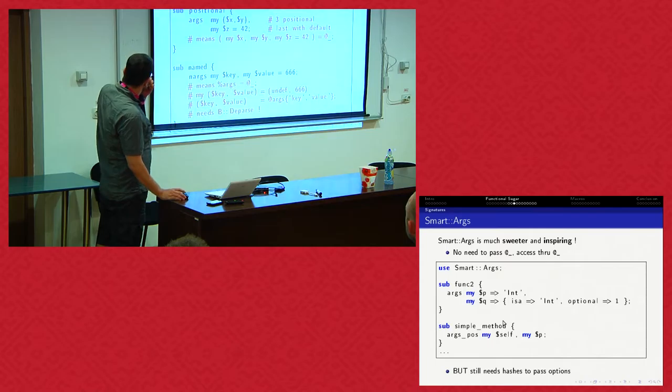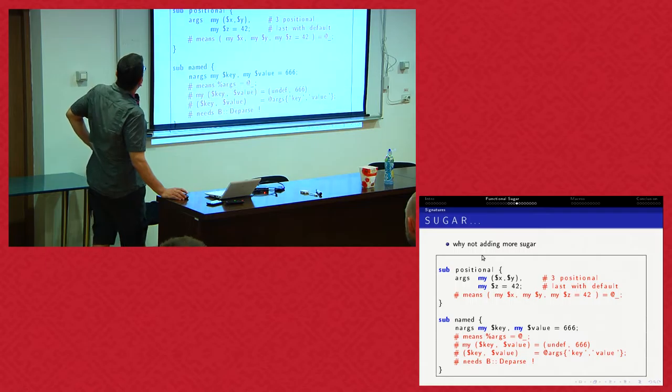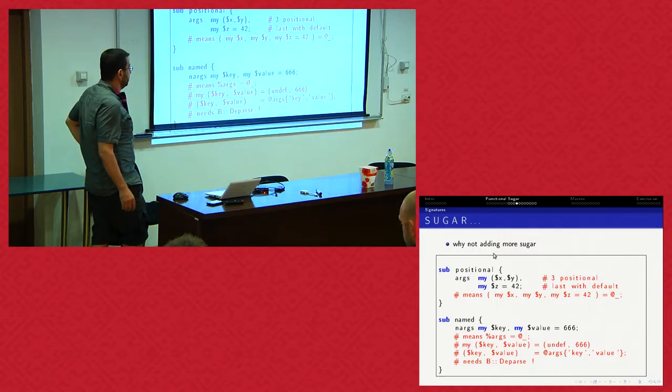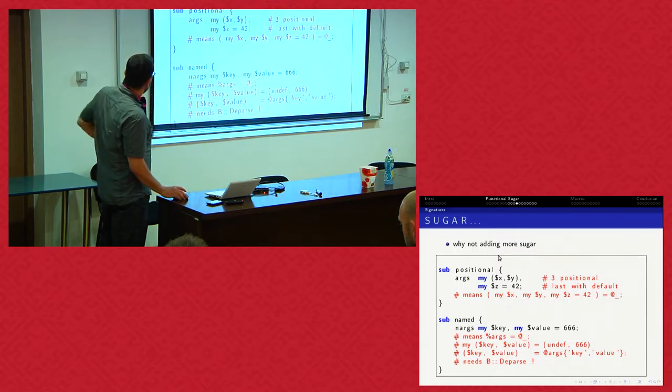So what I'm working on, well, we will have problems with lines which are not displayed, is more sugar. I'm writing at the moment, it's not released, but it's working quite well, a module called subsig, which allows you to write this kind of syntax. My $x, my $y and my $z are three positional arguments, and z has a default value of 42. Or you have named arguments, my $key, my $value, and the default of $value is 666.